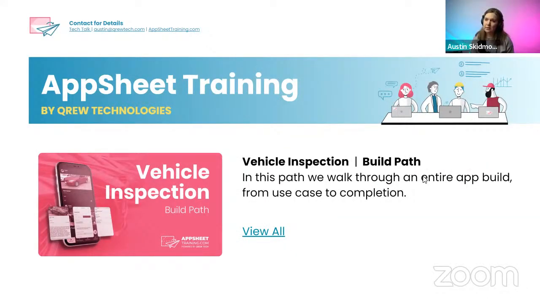All right. So today we're going to be talking about a vehicle inspection app, but you're only going to see a glimpse of it. We are going to walk you through some key parts and walk you through how we got from what it used to be to what we made it in AppSheet. But if you find yourself wanting more, our on-demand vehicle inspection build path is for you. It will lead you through the app build of a vehicle inspection app from start to finish, including email automation.